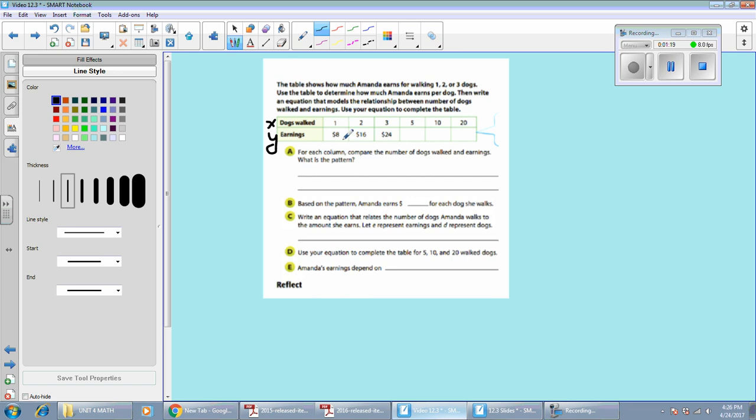So let's look at this. If I walk one dog, I make $8. So I'm making $8 per dog. Two dogs would be $16 if I'm being charged at that same rate. And then 3 dogs times $8 a dog gives me $24. So question A says, for each column, compare the number of dogs walked and the earnings. What is the pattern? Well, we just noticed that for every dog we walk, we charge $8.